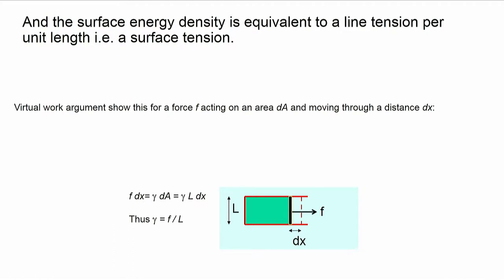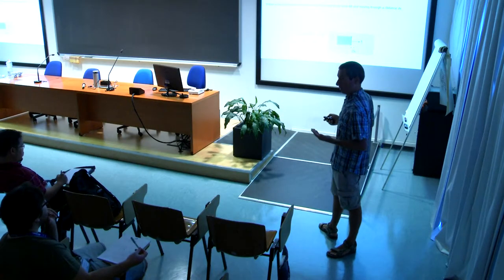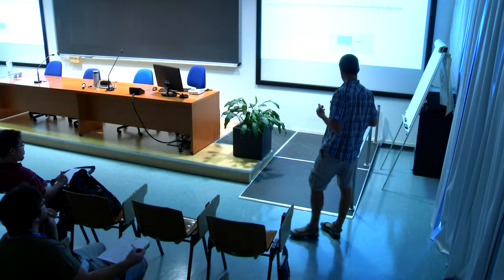And you can use this virtual work argument to show that if you move this black line to extend the darker area, to enlarge the darker area by the amount of dx times L, you're creating an extra surface, and you're making a work. And this work is related to this force. So the surface tension is equivalent to a force per unit of length. So you measure it in newtons per meter or millinewtons per meter, probably.